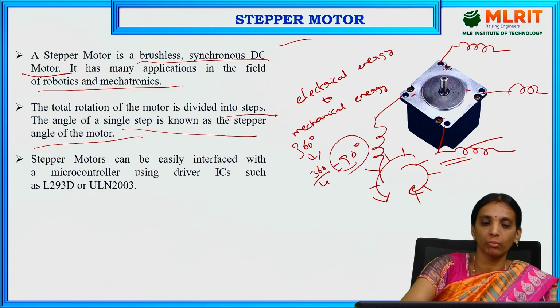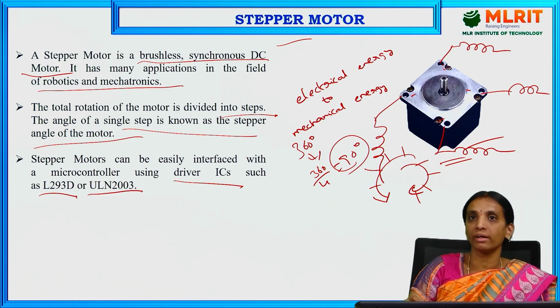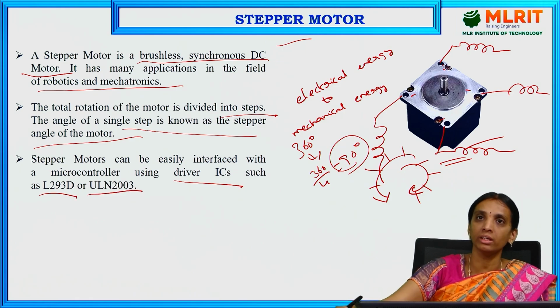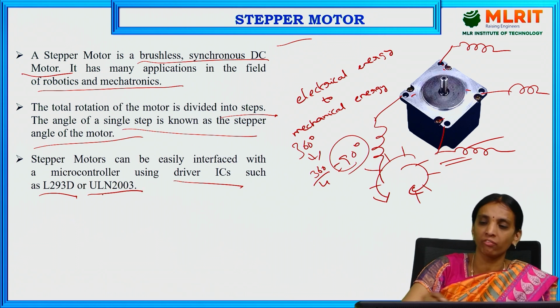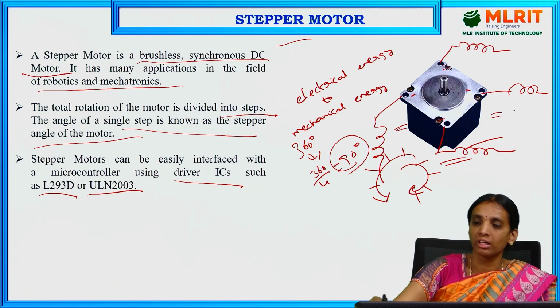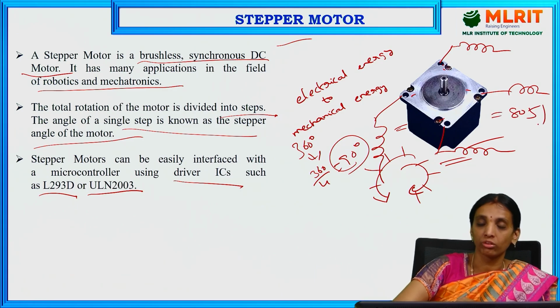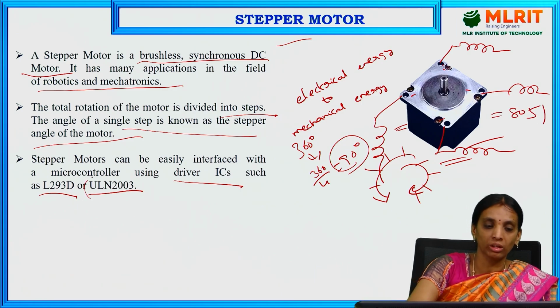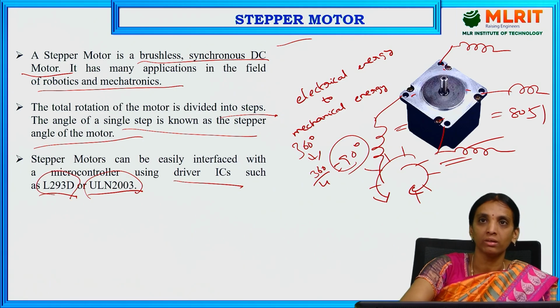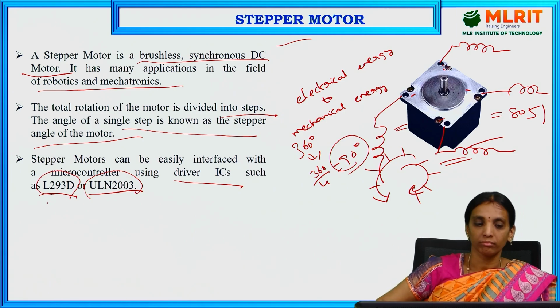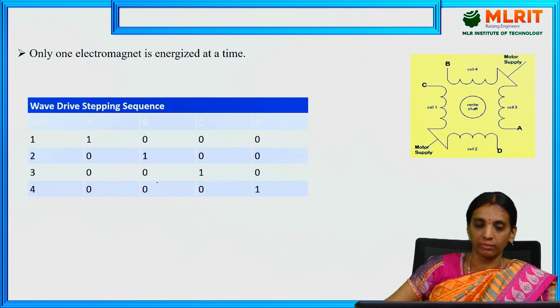Stepper motors can be easily interfaced with a microcontroller using a driver IC like L293D or ULN2003. We are not interfacing our stepper motor directly with the microcontroller. We need to use a driver for interfacing this stepper motor with the 8051 microcontroller. The driver used for that is ULN2003 or L293D. In our example we have seen the ULN2003.